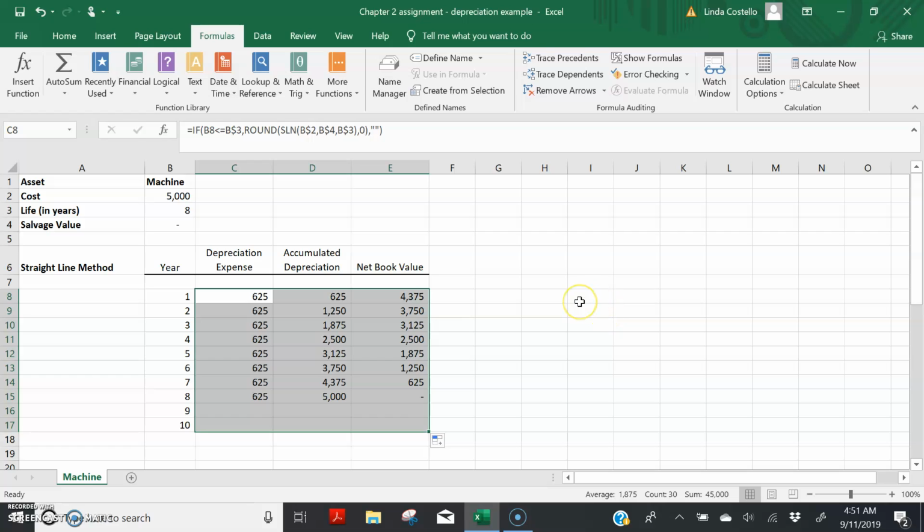There they are. So that's instructions on what you should be doing when you work on assignment number 2 to do your straight line depreciation and your double declining balance depreciation on 3 different assets. Keep in mind that SLN is the function for Excel for straight line depreciation, and VDB is the instruction for Excel to do double declining balance.